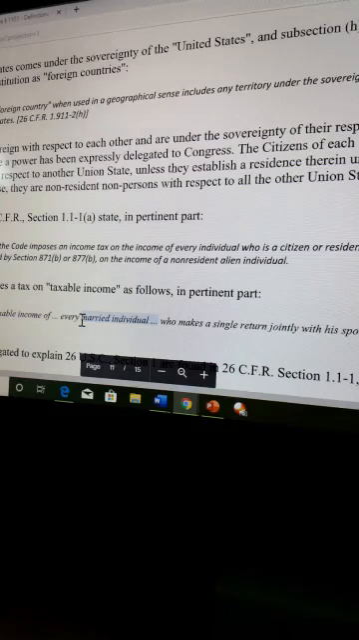Who makes a single return jointly with his spouse under Section 6013.